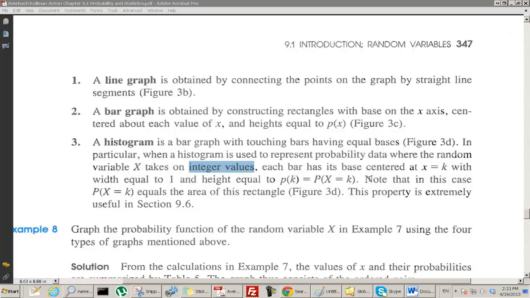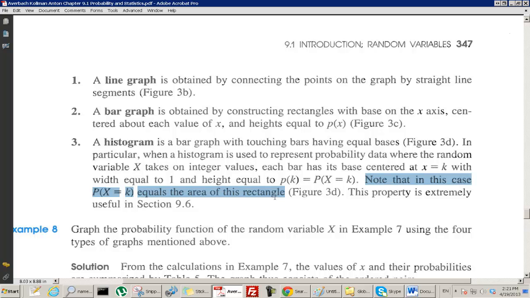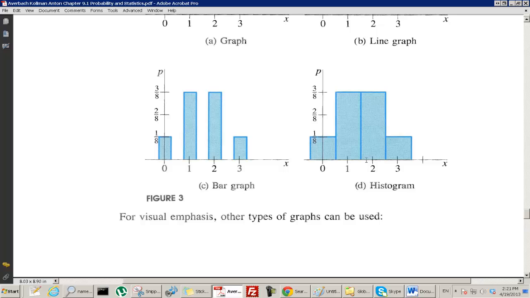Now they also say, note that in this case, the probability that x equals k equals the area of the rectangle. It just sort of happens to be that way, right? So what's the probability that x equals 2? It was 3/8. What's the area of this rectangle? Because the width is 1, then 1 times the height gives you 3/8, so the area of this is also equal to the probability that x equals 2, right?